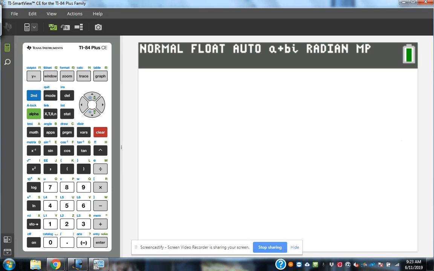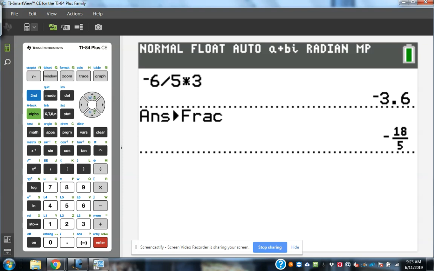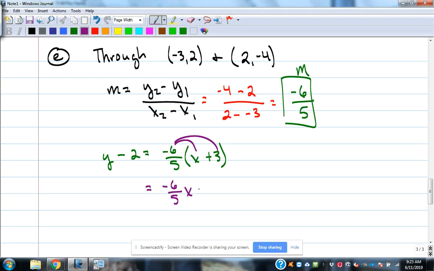All right, so taking negative 6 over 5. I'm just typing it in as negative 6 divided by 5 times 3. It gives me a decimal back, but I want a fraction. So I'm going to hit math, enter, get negative 18 over 5. So minus 18 over 5.